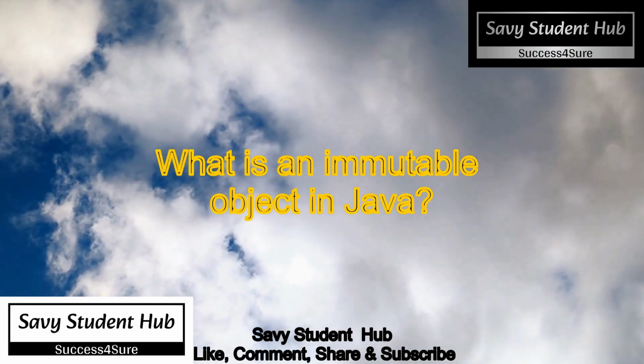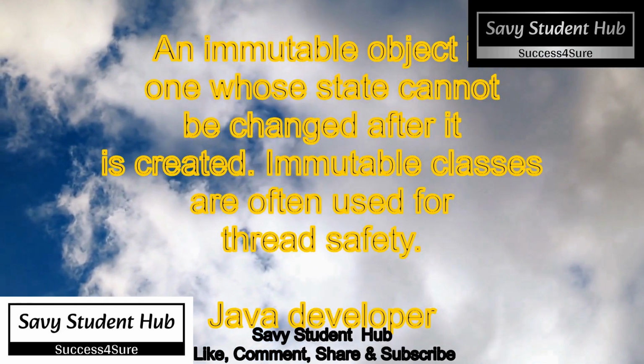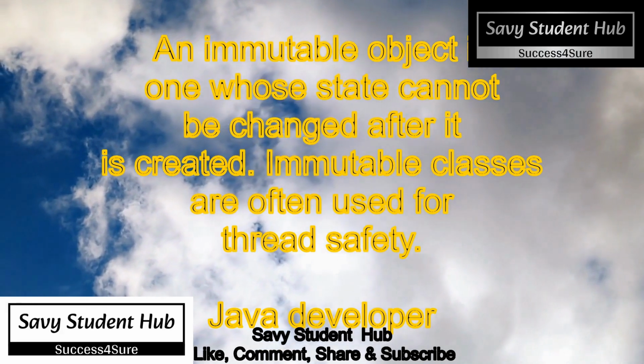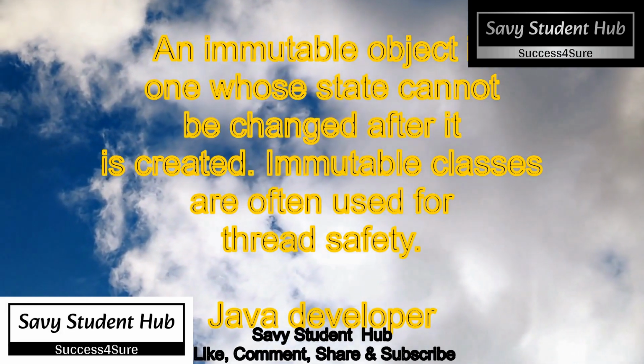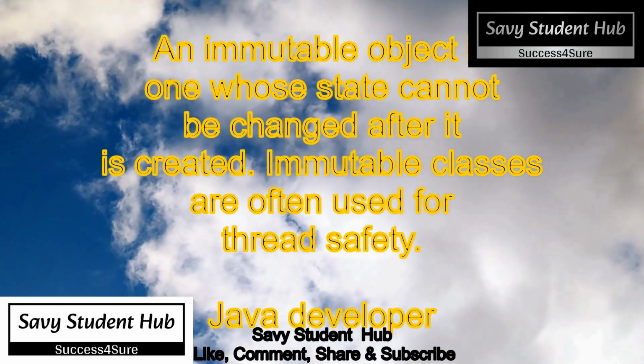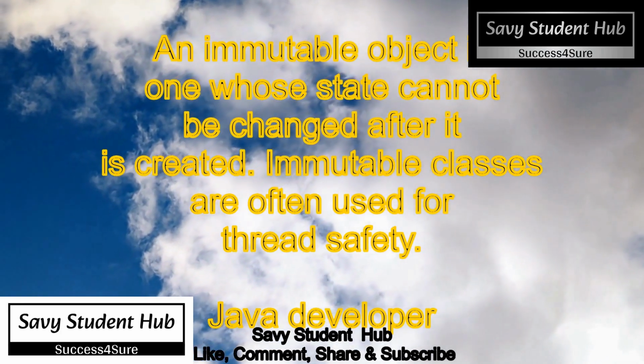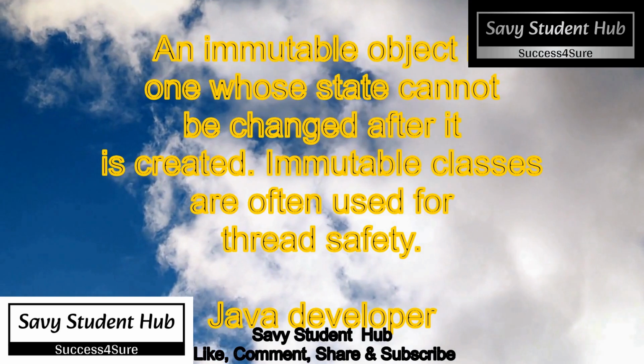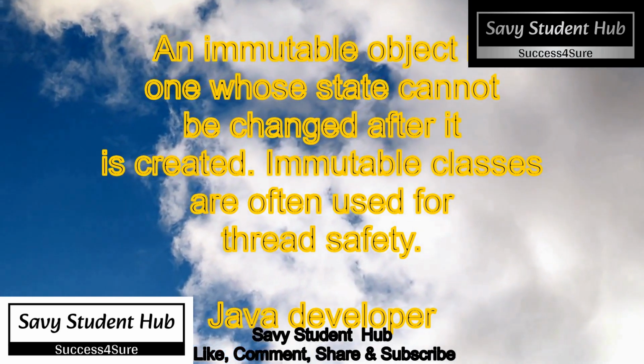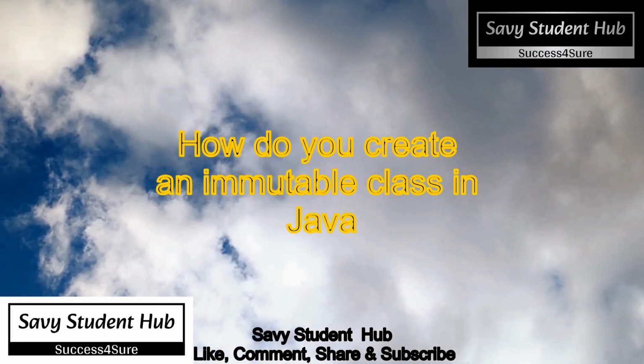An immutable object is one whose state cannot be changed after it is created. Immutable classes are often used for thread safety. How do you create an immutable class in Java?